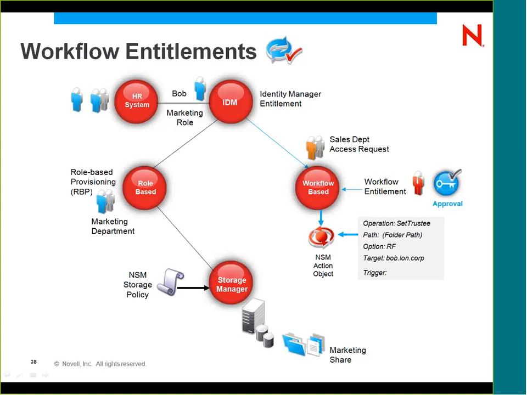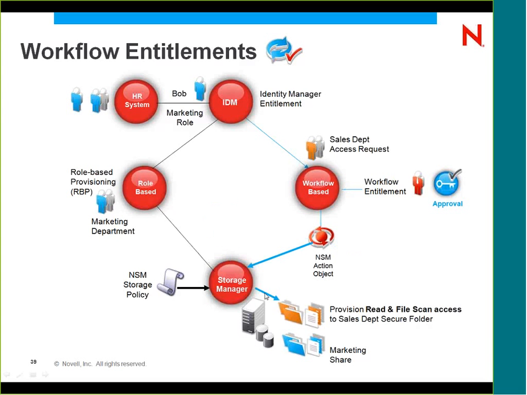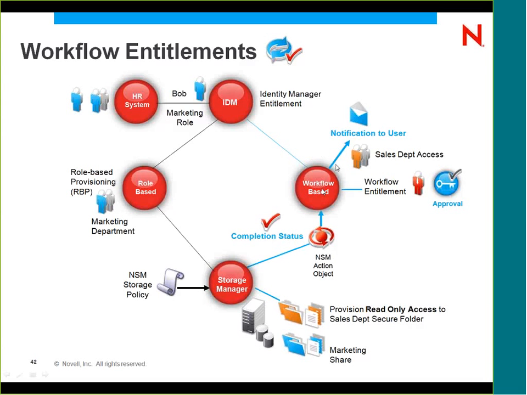Now, when he submits this form, it will set the trigger attribute on the action object to ready. The NSM Event Monitor is monitoring for that. As soon as it sees it, it will go out and provision read and file scan access to that secure sales department folder. Once that's complete, the action object provides a status back to, in this case, IDM, so that IDM can notify the user of the access. So from a security standpoint, this can be a way of completely managing and auditing who has exception-based access to certain areas of critical data.